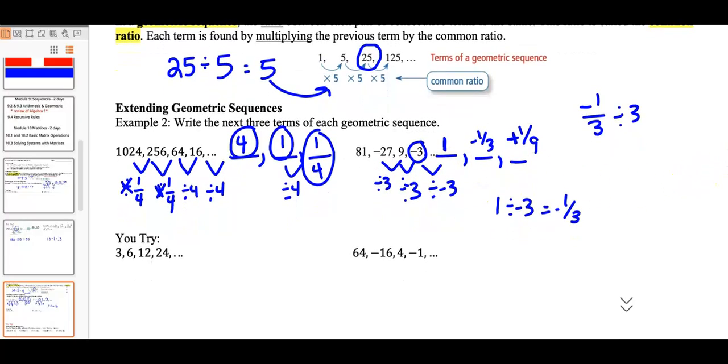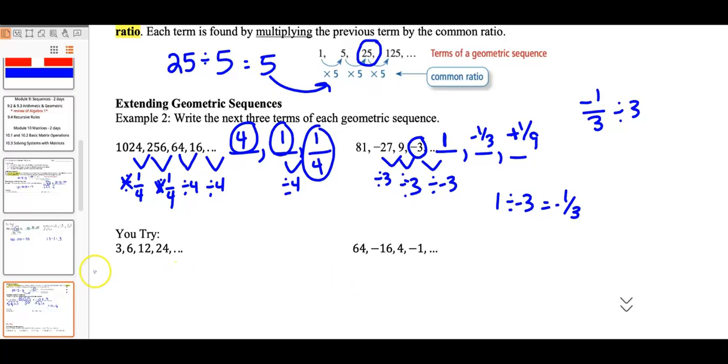All right, so you guys try the next 2. See if you can find the geometric pattern, and then tell me the next 3 terms that would be in that sequence. So press pause and try those.